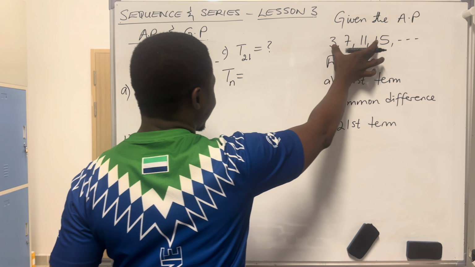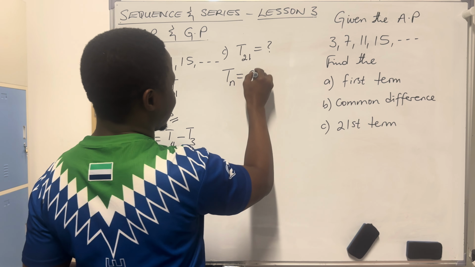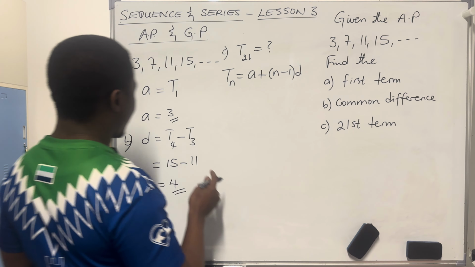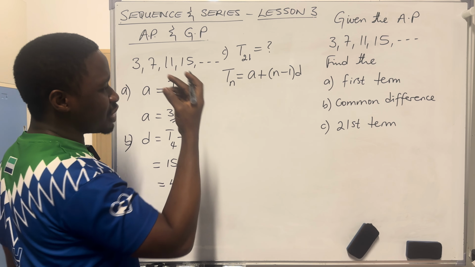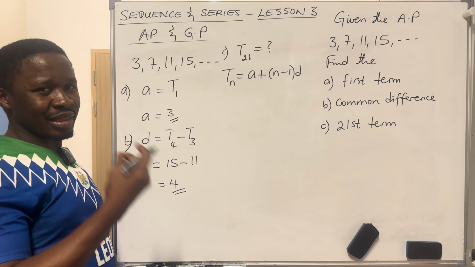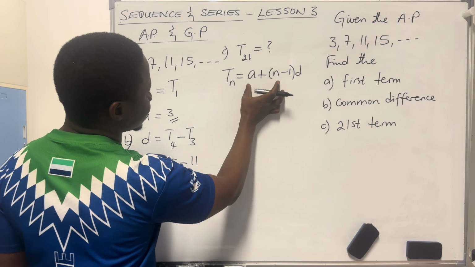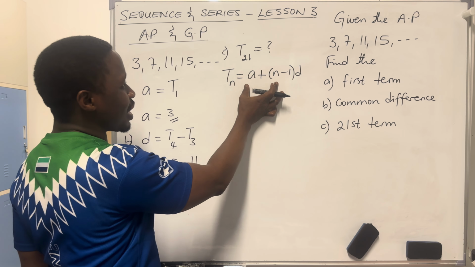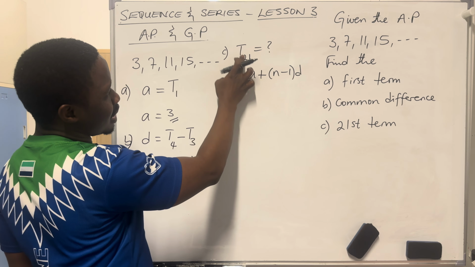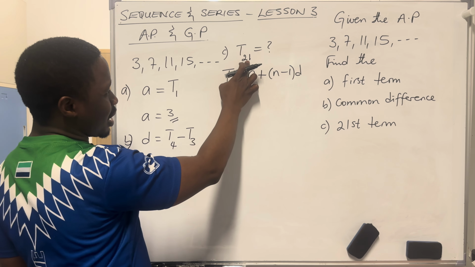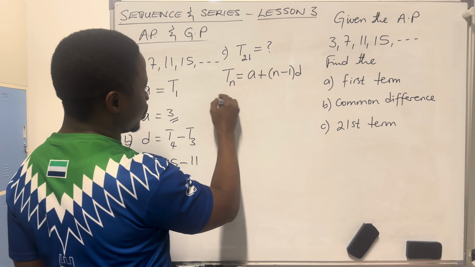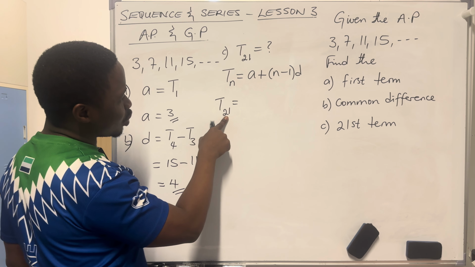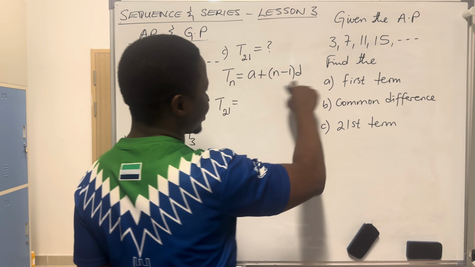Because we are dealing with AP, the general term is A plus n minus 1 times D. This one is called the general term. It is also called the nth term. But we are not particular about the general term. We want to find the 21st term. T21, so 21 replaces n in this formula.